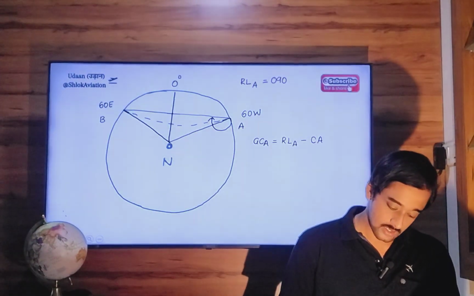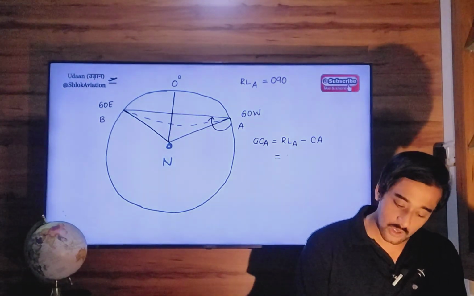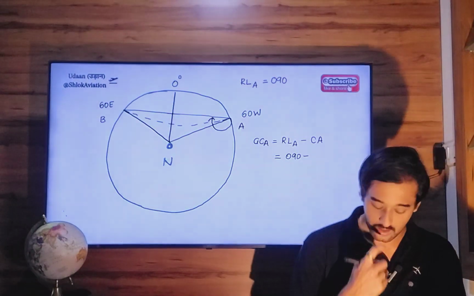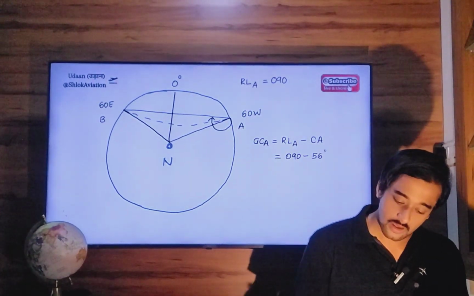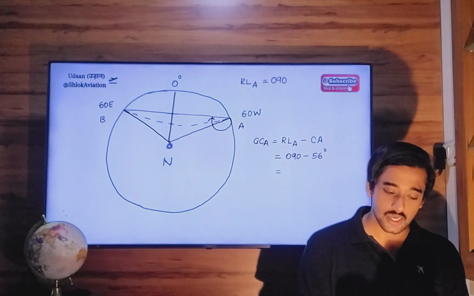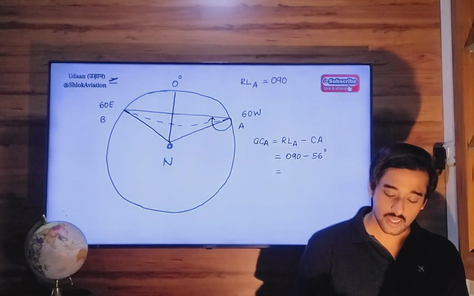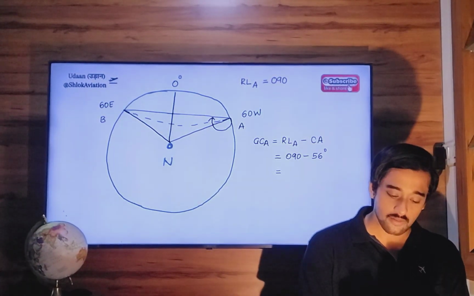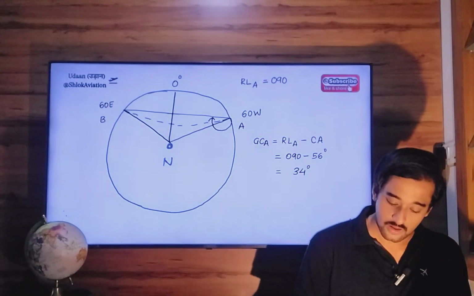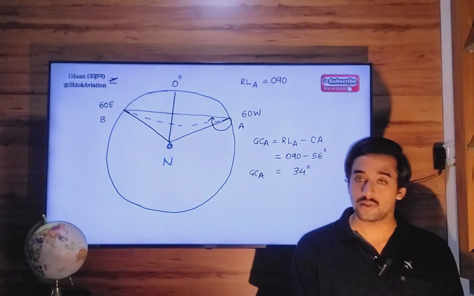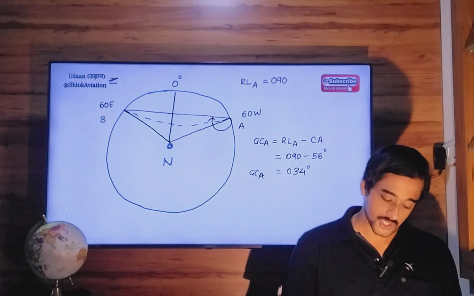Okay. So 090 minus 56 degrees is 34 degrees. Okay, so great circle track at A will be 034 degrees.